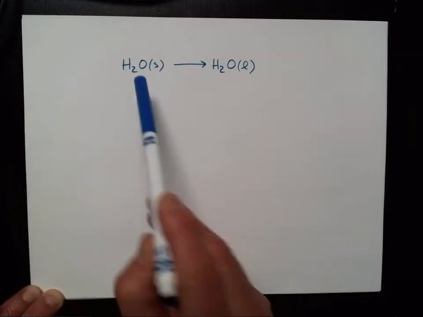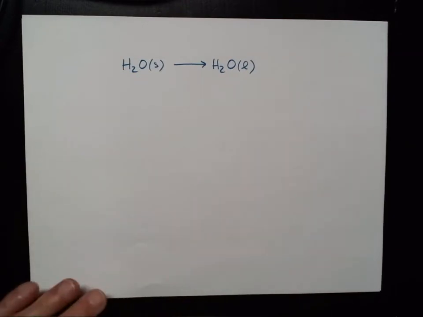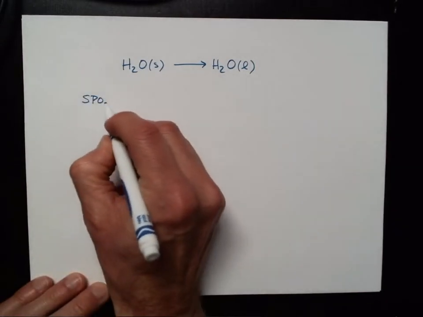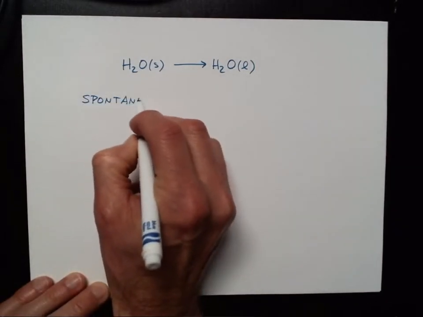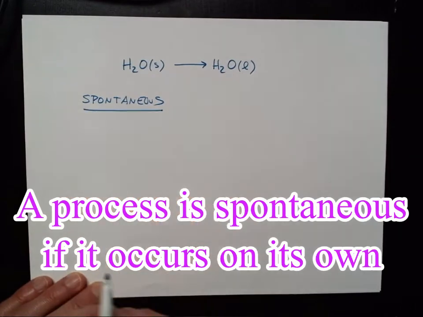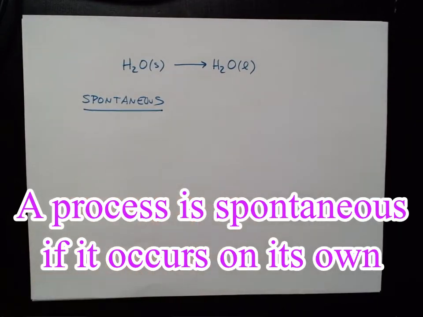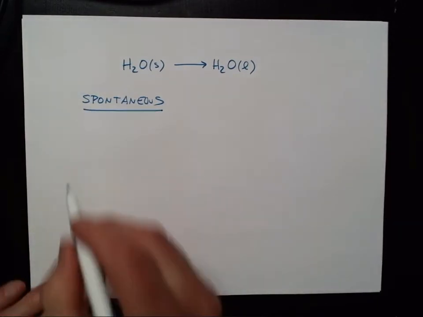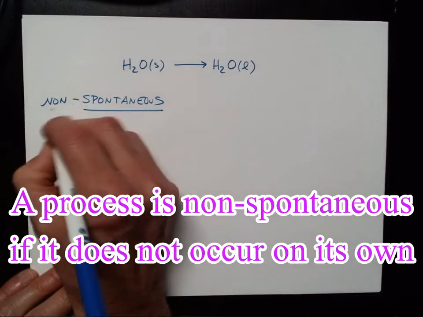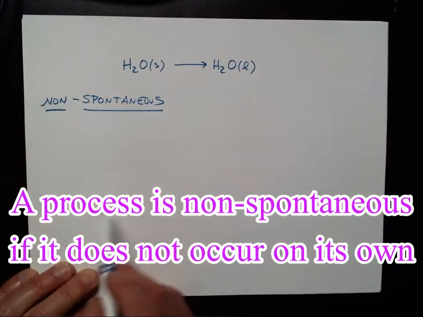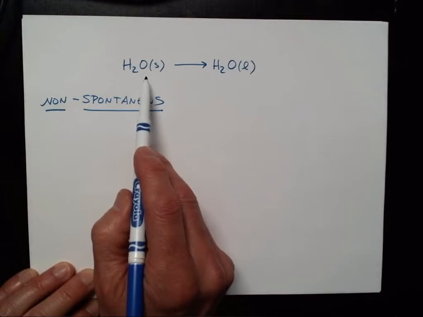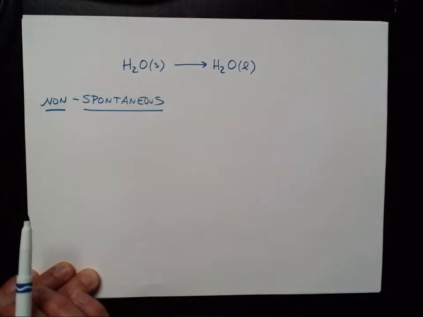Whether the water is going to melt on its own is a question of spontaneity, or whether the process is spontaneous or not. If a process is spontaneous, it happens on its own. If it's non-spontaneous, then it won't happen on its own, and some energy is going to need to be put into the system in order to get the process to happen.